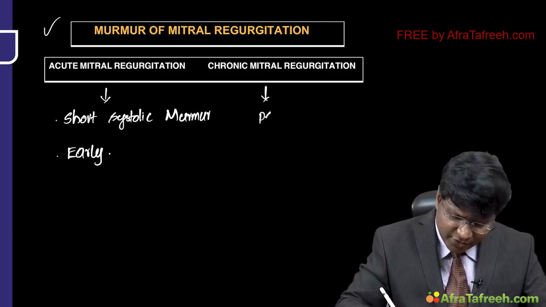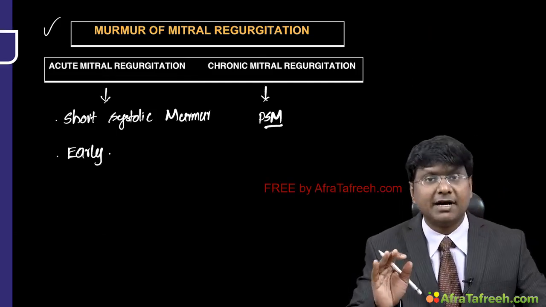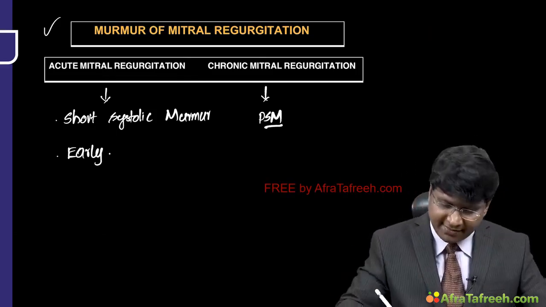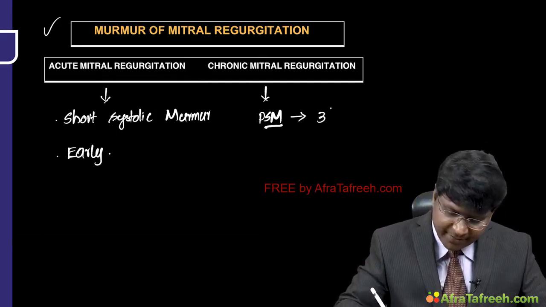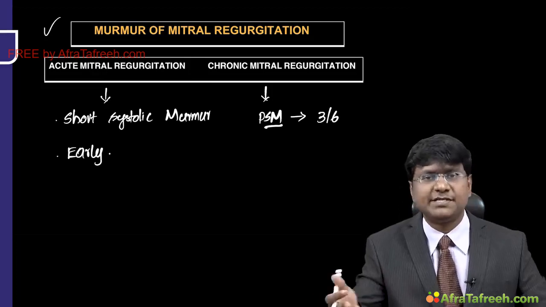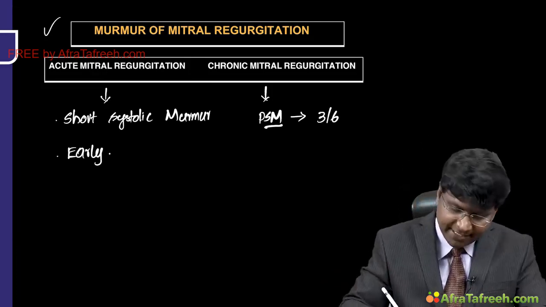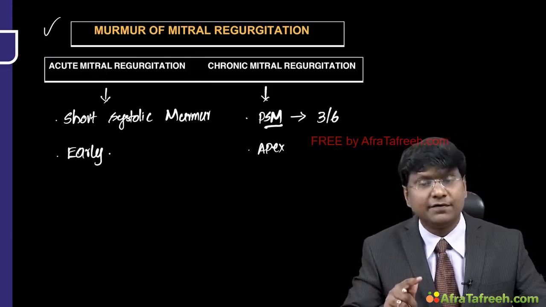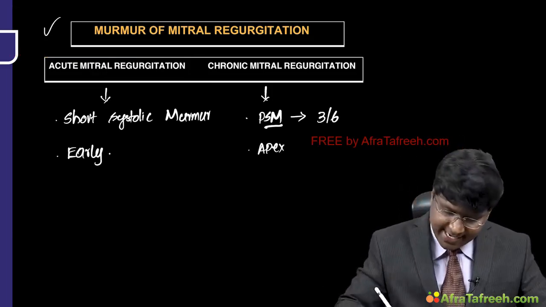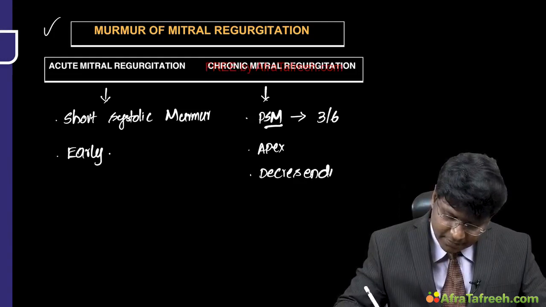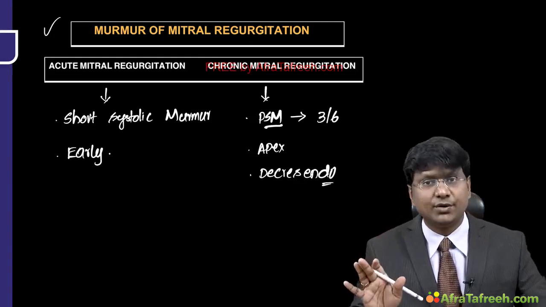Then in case of chronic mitral regurgitation, the murmur that you will listen to is the pansystolic murmur, and this particular pansystolic murmur will be of grade 3/6, and it can even go to 4/6, 5/6, and even 6/6 as well. But this particular murmur is being heard at the apex of the precordium, right? And what is the character of the murmur? It is decrescendo in nature.